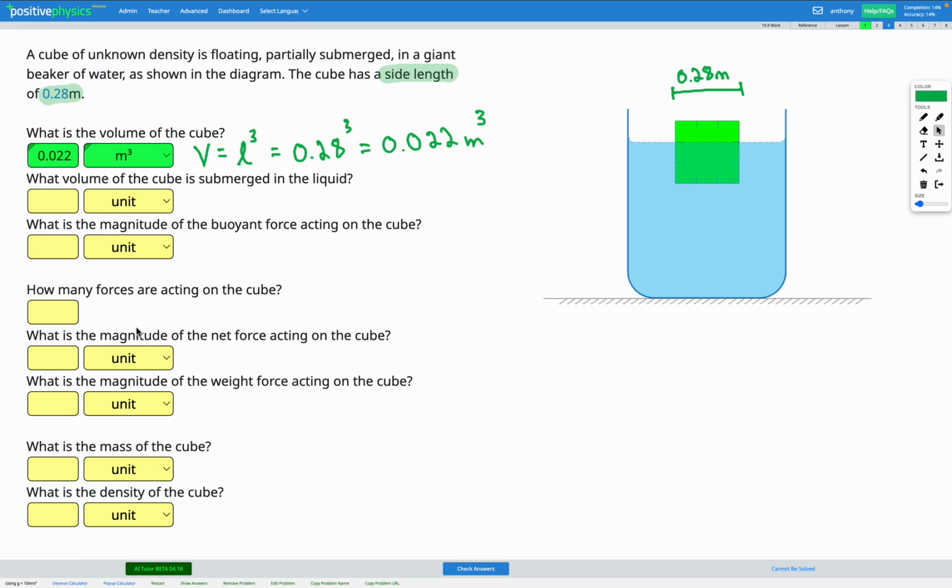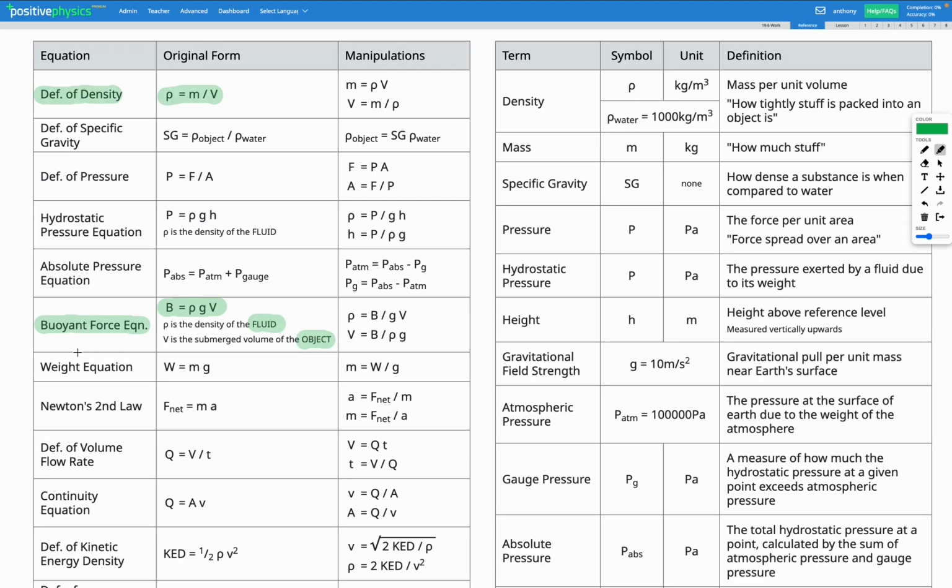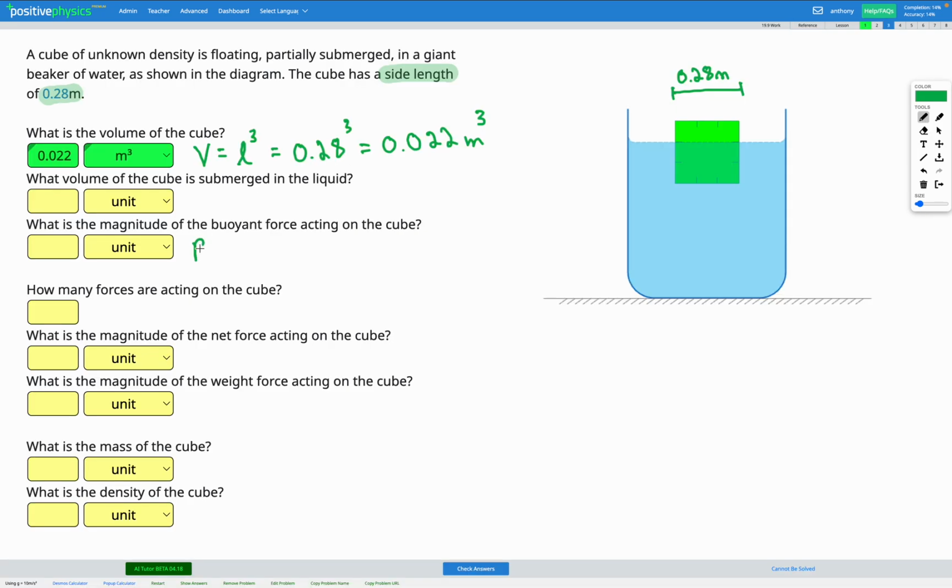Now we're trying to figure out the buoyant force acting on the cube. Let's go ahead and find our equation for that. Same as before, here's our equation. Buoyant force is the density of the fluid times G times the volume of the object. So our buoyant force is the density of the fluid times G times the volume of the object submerged in the water. So in order to find the buoyant force, we need the volume of the cube that's submerged.